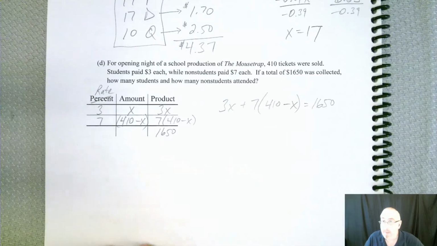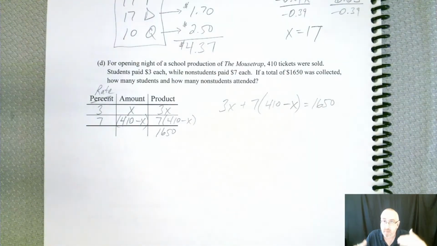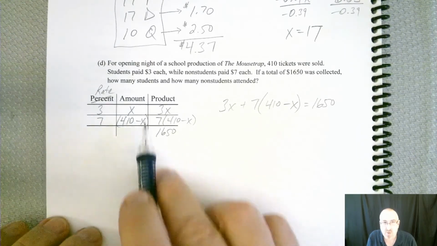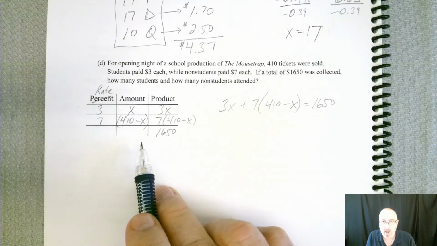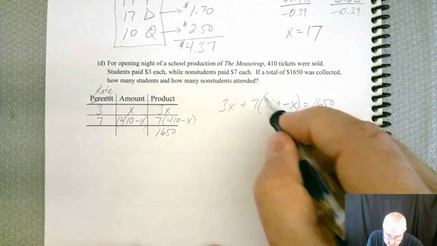Same as before. I mean, hopefully you're starting to see a little bit of a pattern with these problems. They're all very similar, but you're just going to be careful about some of the amounts. Those are where it's going to get you tripped up. So just be careful with those. So let's distribute.